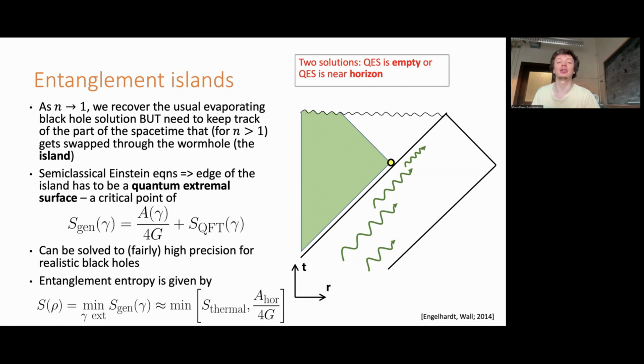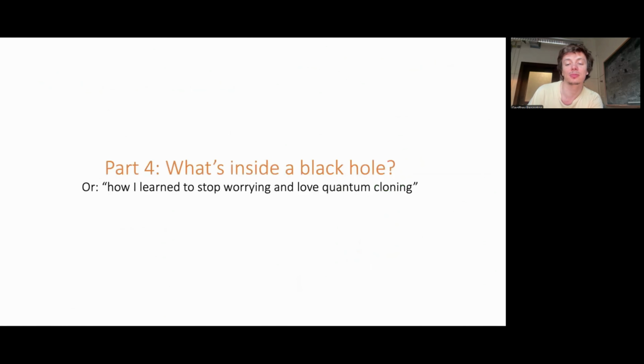So our final answer for the entropy of the radiation is whichever is smaller out of the thermal entanglement entropy that Hawking thought the answer was, and the area of the horizon divided by 4G. But that second term is exactly what we need to avoid any information paradox, to not have information be lost. It's saying Hawking's right, unless Hawking's answer would be paradoxical, in which case there's another answer which is just small enough to avoid a paradox.